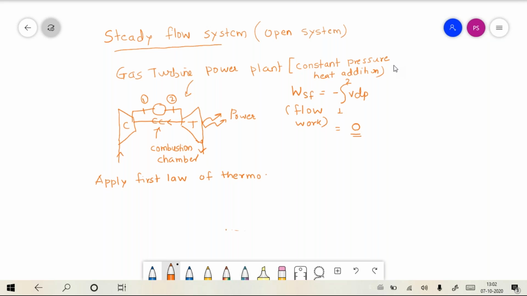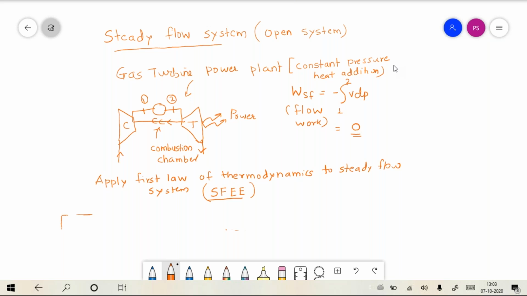So that equation, any answers? Okay, that equation is called the steady flow energy equation. When you apply the first law of thermodynamics, and if you remember that expression, we had done that in quite a detail.